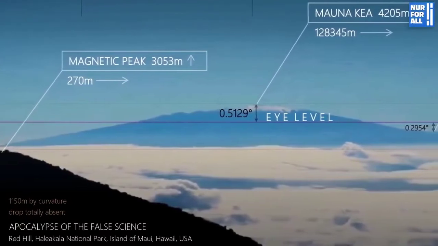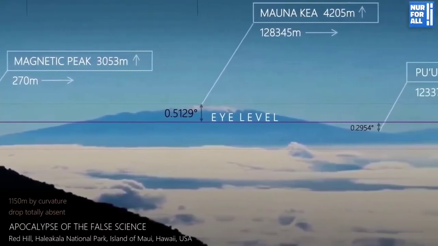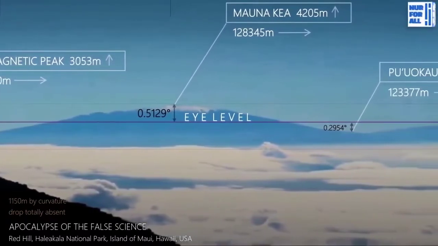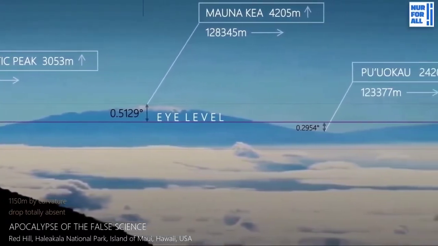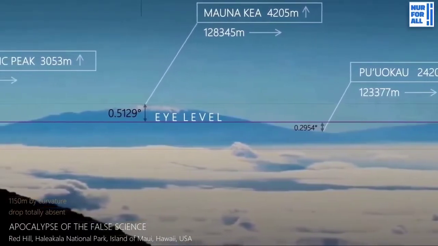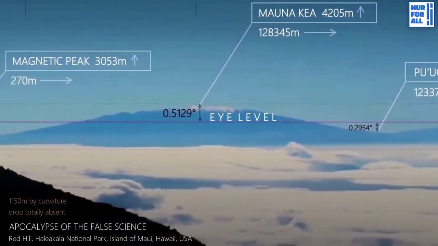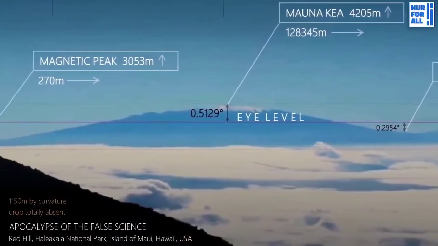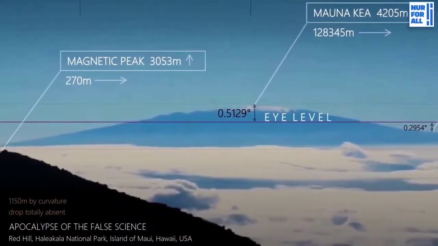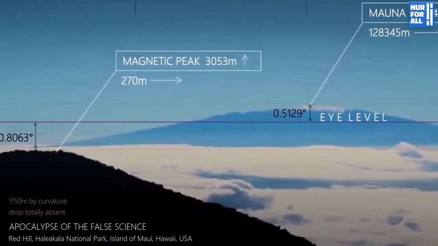Mauna Kea's peak is 1,150 meters higher than the observation point. And it turns out that its top should drop to eye level, according to the globe numbers. The reality is that it is 0.51 degrees higher, as predicted by trigonometry on a plane. And this fact is recorded daily by hundreds of tourists who visit the site.